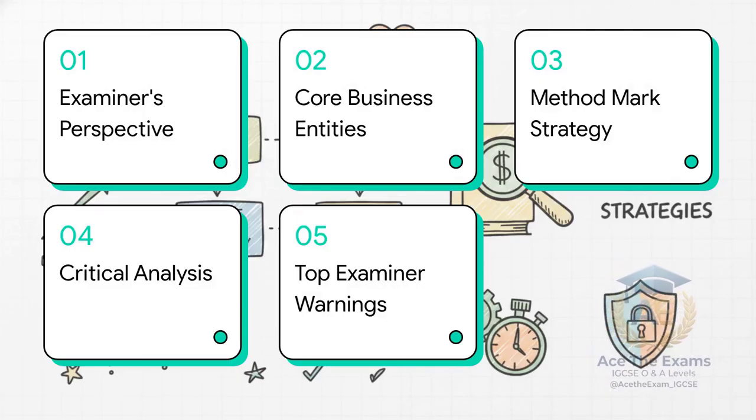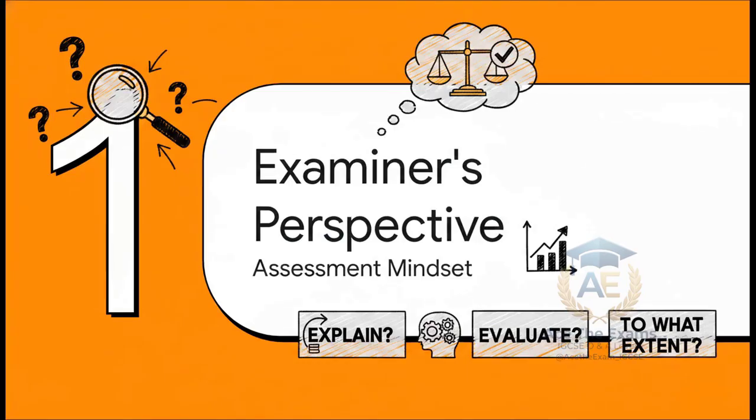First, the examiner's perspective. Second, defining core entities. Third, the method mark strategy. Fourth, deconstruct, solve, evaluate. And finally, top examiner warnings. Let's start with Section 1, the examiner's perspective, to unlock the assessment mindset.